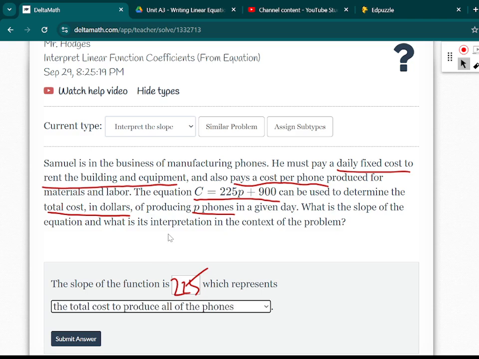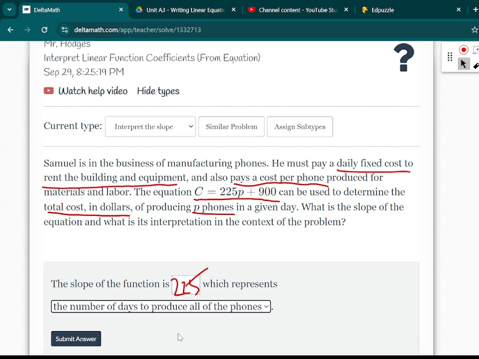So one of our options is our slope, our 225, is the total cost to produce all of the phones. No, that's C. We've already established that. The additional cost to produce each phone, that could be it, because it's related to P, which is phones in a given day, but let's just double check our other options. The fixed cost for rent and equipment, that's going to be our y-intercept, not our slope. The daily fixed cost, the starting value, the initial fee, the flat thing that does not change regardless of our variable, that's our y-intercept. So that is referring to the y-intercept.